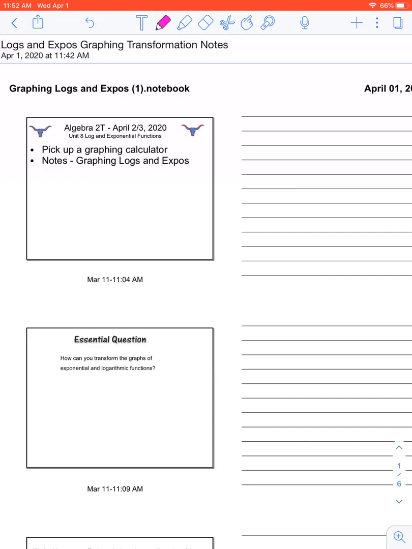Thank you so much for turning in the basic logs and exponentials graphing. Today, and tomorrow, we're going to talk about graphing when it comes to transformations. Just like we did with quadratics and rationals and radicals and absolute values, we're going to do the same thing here. Today we're just going to focus mostly on exponentials with an intro to logs, and then tomorrow we'll do mostly logarithms, okay? So how can you transform the graphs of an exponential and log function? That's what we're focusing on the next 2 days.